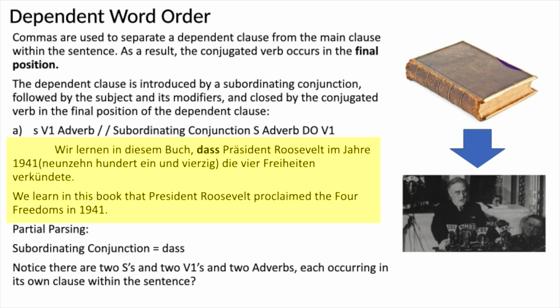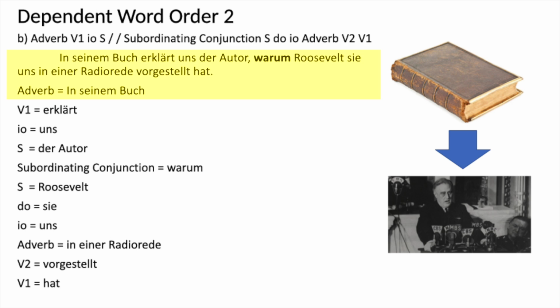This is maybe more clear if you are working with two verbs in which one of them is an auxiliary putting into the past tense, like haben. In seinem Buch erklärt uns der Autor, warum Roosevelt sie uns in einer Radiorede vorgestellt hat. So here we have vorgestellt as a past participle and hat as the conjugated verb as an auxiliary putting in the past tense. Hat is actually coming at the end, even after the participle.